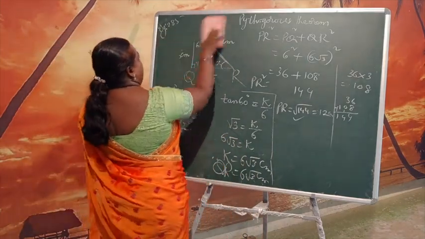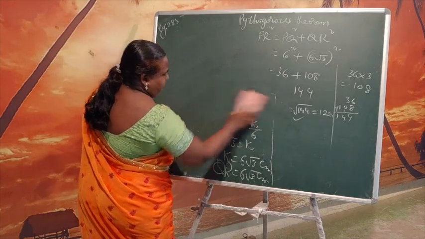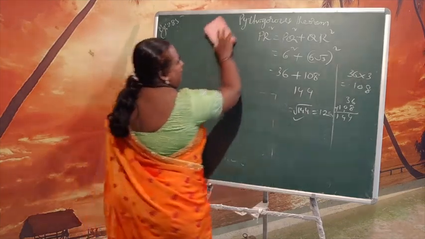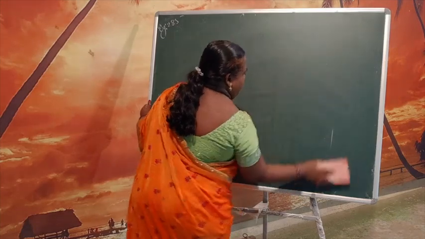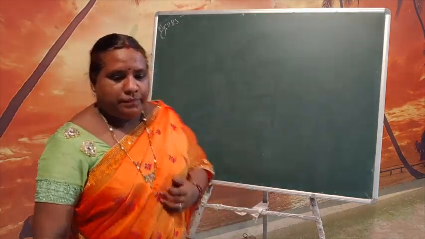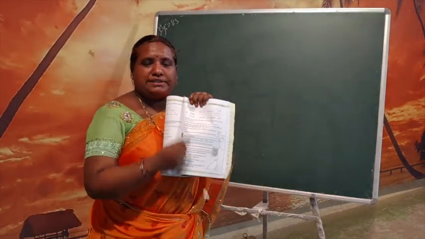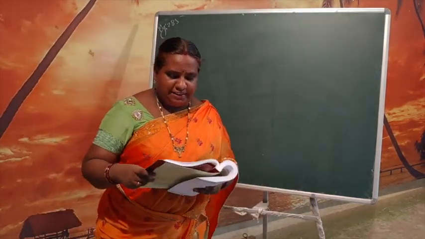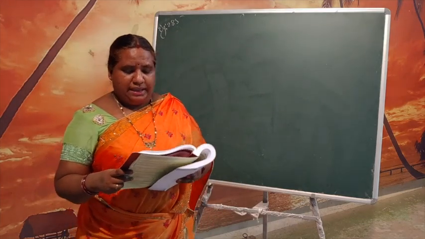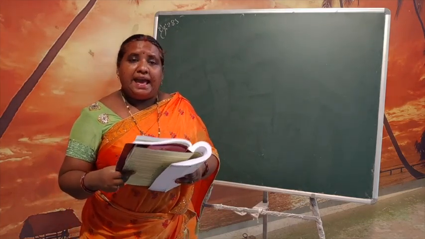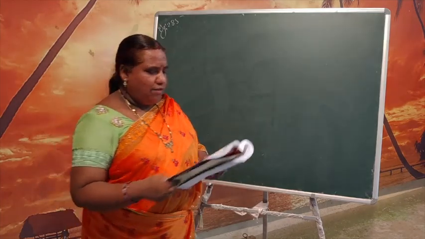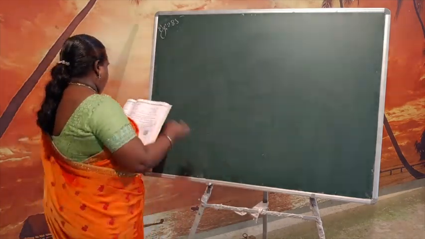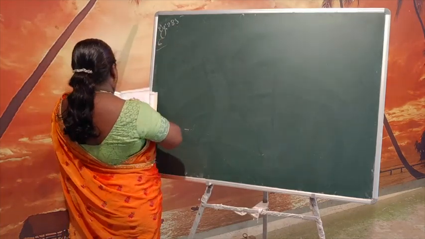The next sum is sixth. In triangle XYZ, all of you go through textbook sixth sum. In triangle XYZ, right angle at Y, YZ is equal to X and XZ is equal to 2X. Determine angle YXZ and YZX. For example, once again, we go through the sum carefully.